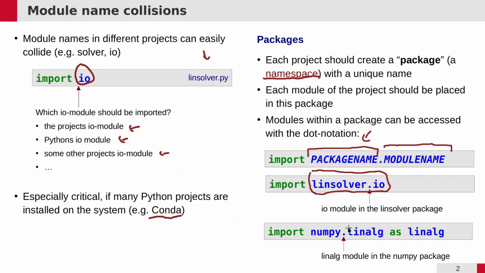Actually, if you think about it, we have used that already without naming it. For example, we were using the numpy.linalg module. That means give us the linalg module from the numpy project. So again it's a package, the numpy package, dot linalg, the linalg module within the numpy package.